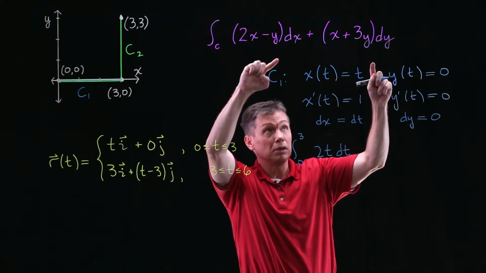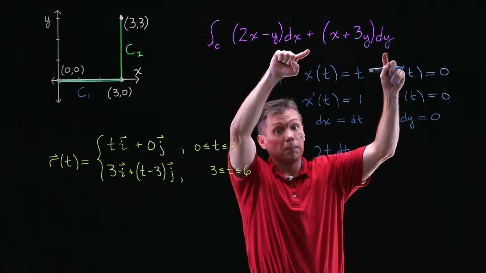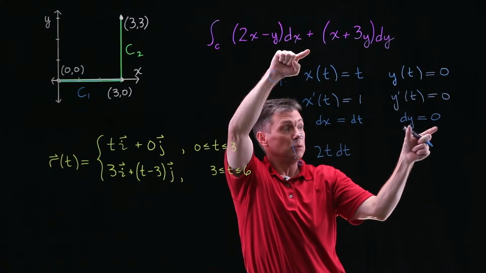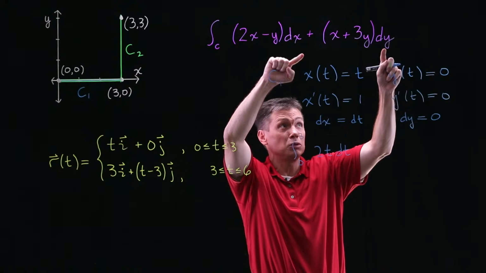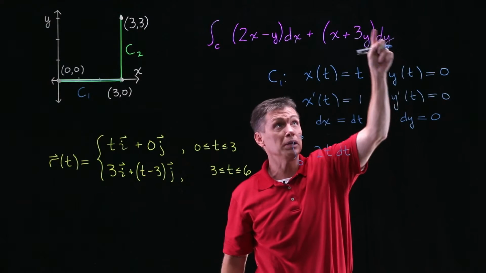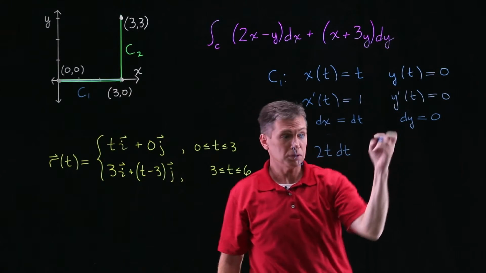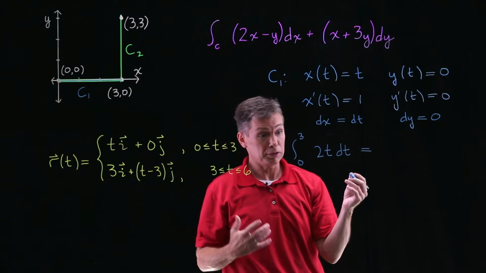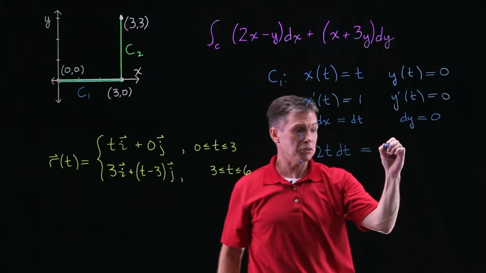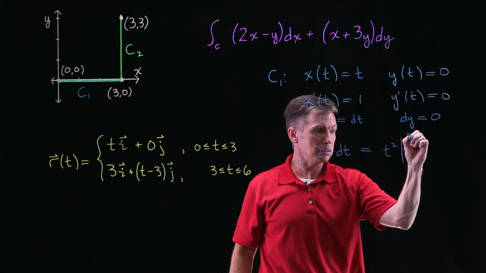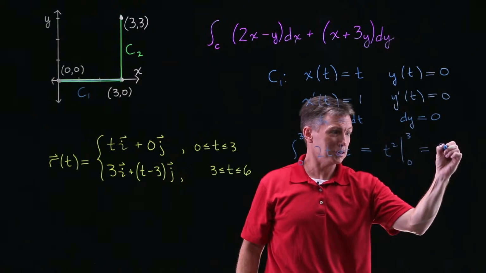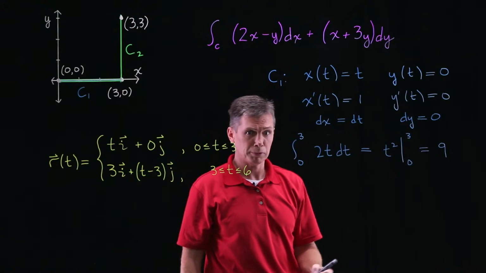There is another part of it, plus all of this, but dy is 0. So for us, for this path, that dy is 0, so that whole second part blanks out to 0. So this is ready to go. That's good. So 2t, that's just a t squared. We're evaluating it from 0 to 3. No need for a calculator on that one. I just get 9. Okay.